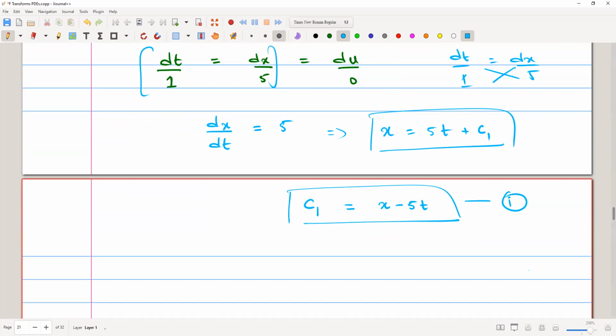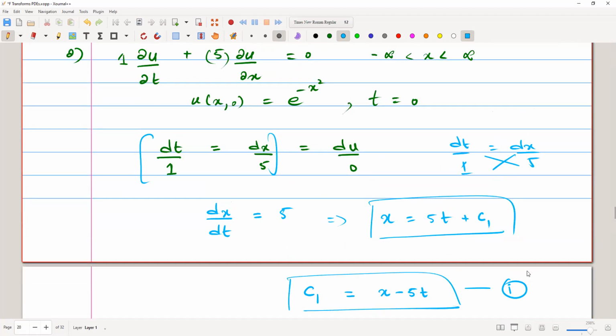Now I can use another pair. It's up to you, whatever pair you want to use. You can use this pair with this ratio, or you can use that pair with this ratio. What we can do is simply use this pair, that is dx over 5 equals du over 0.